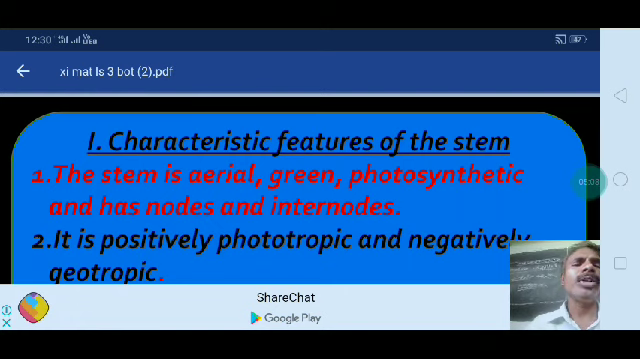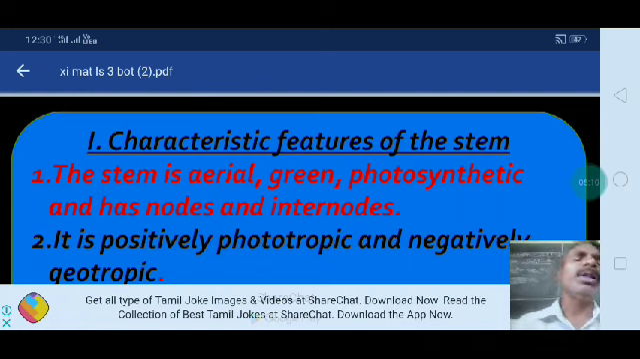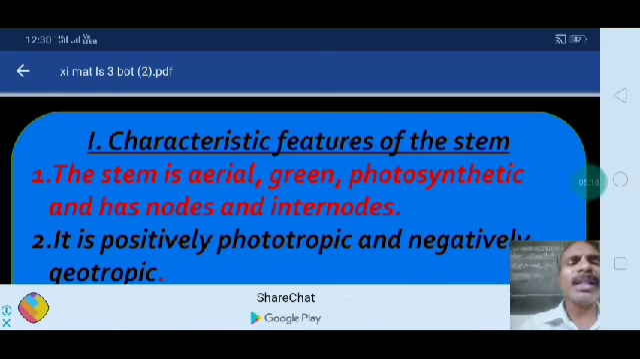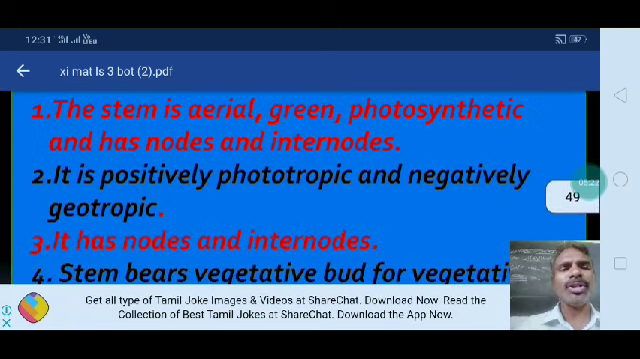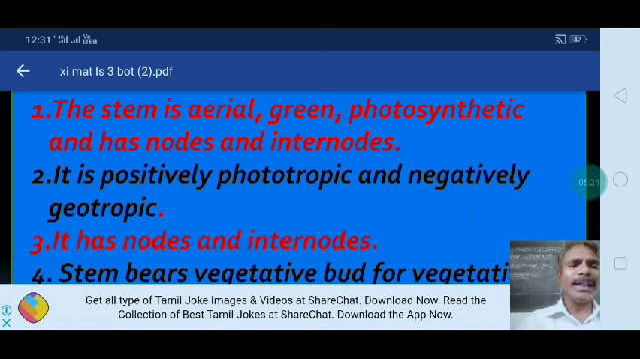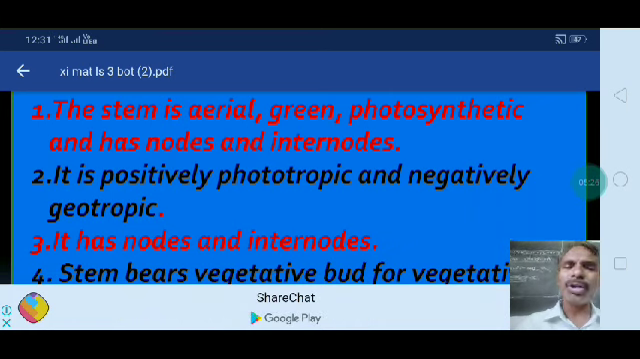The root is mostly submerged in soil, not green in color, no photosynthetic activities, and nodes and internodes are also absent. Okay, the stem is positively phototropic and negatively geotropic. In the same way, a root is negatively phototropic and positively geotropic.